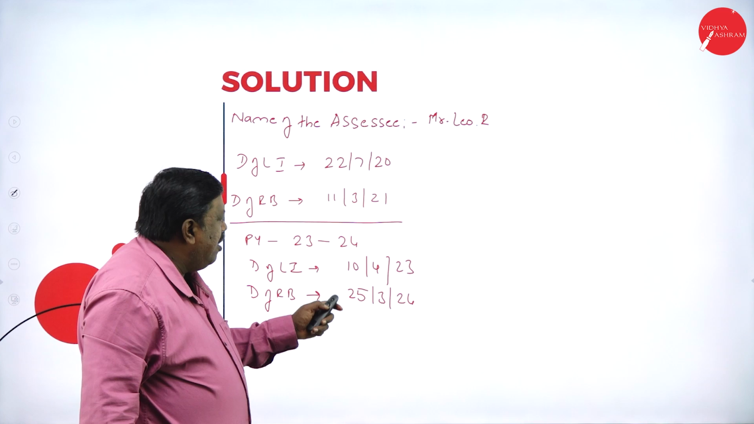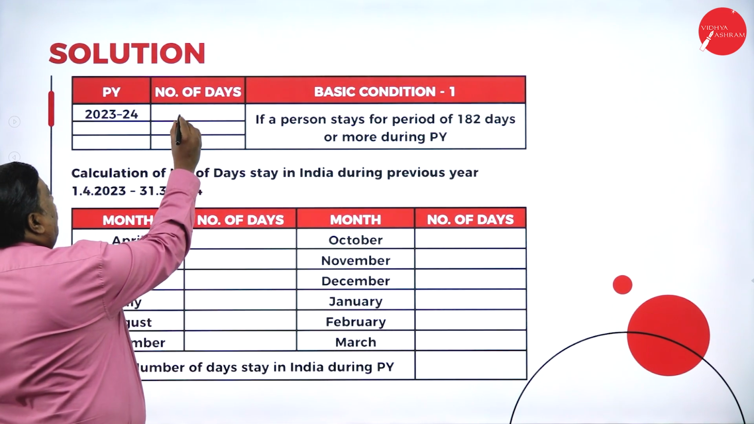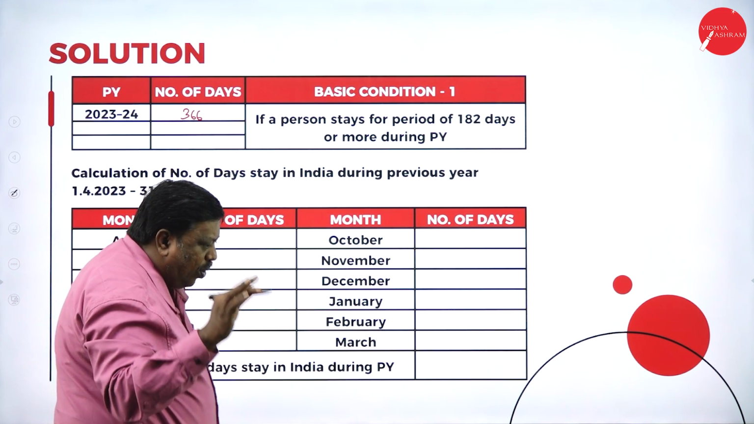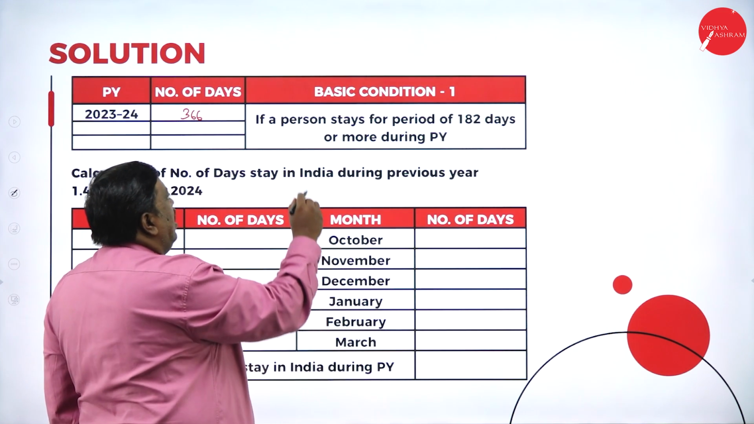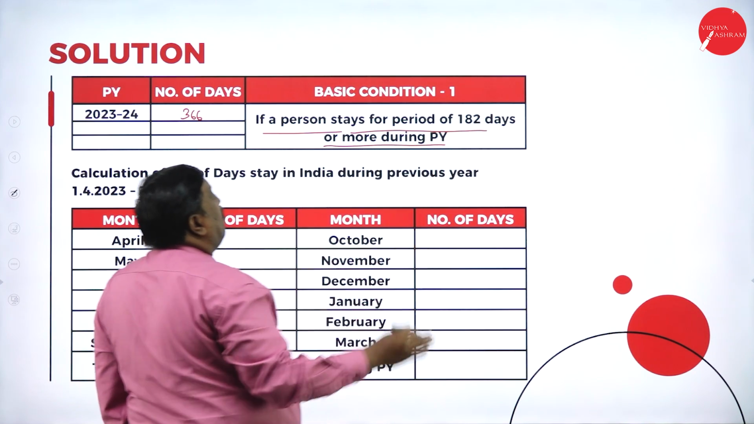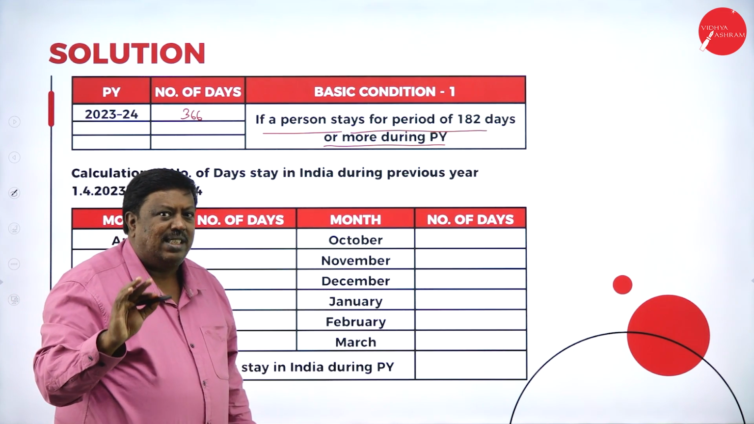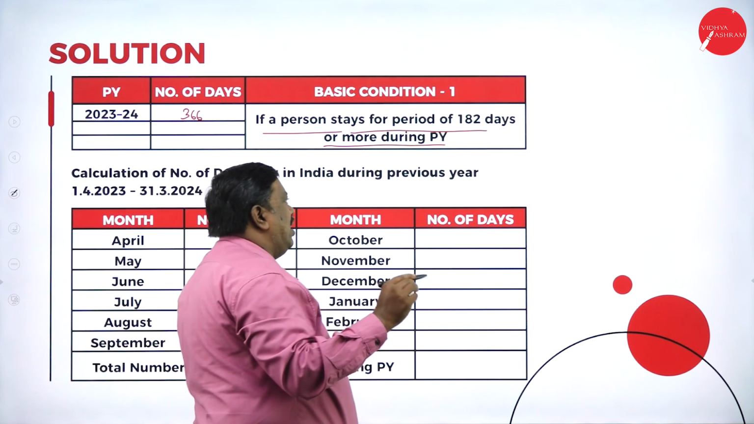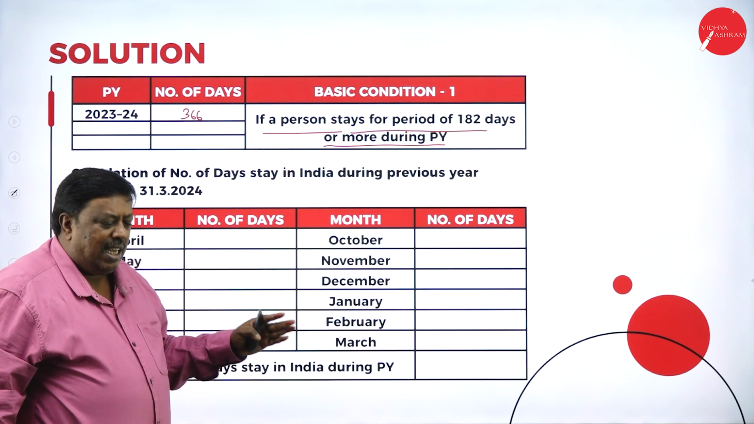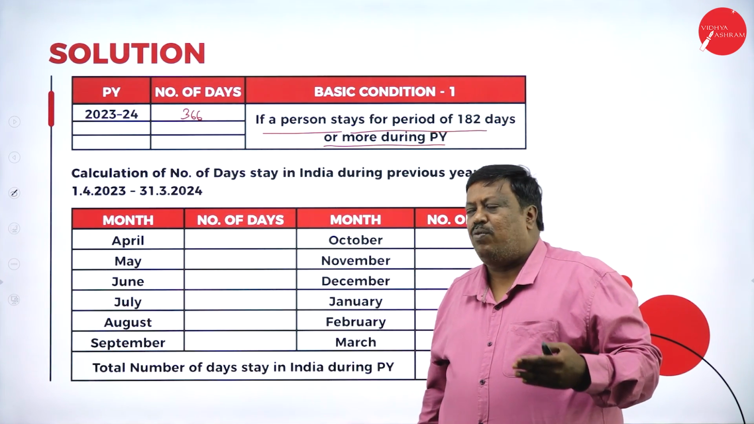First, let us calculate for the previous year. In previous year 2023-24, we have 366 days. Out of 366 days, what is my first basic condition we have here? I should stay in India for a period of 182 days or more. If I stay in India for more than 182 days or equal to 182 days, I'm satisfying the basic condition. If I couldn't stay in India for 182 days, then I've not satisfied my first basic condition. We have to check the second basic condition.